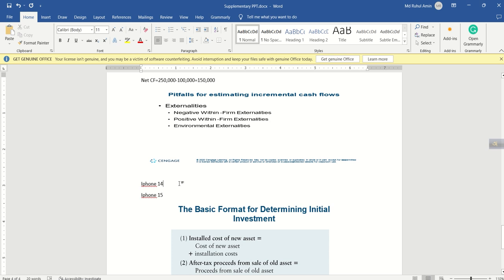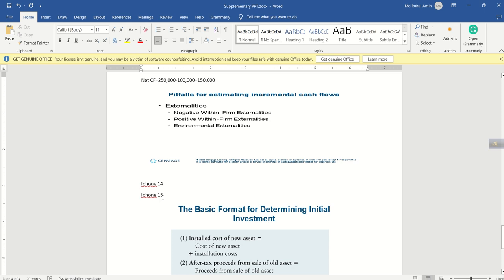In marketing terms this is called product cannibalization. Introducing a new product actually reduces sales of the old product in the same category. So you should consider that loss in cash flow estimation.